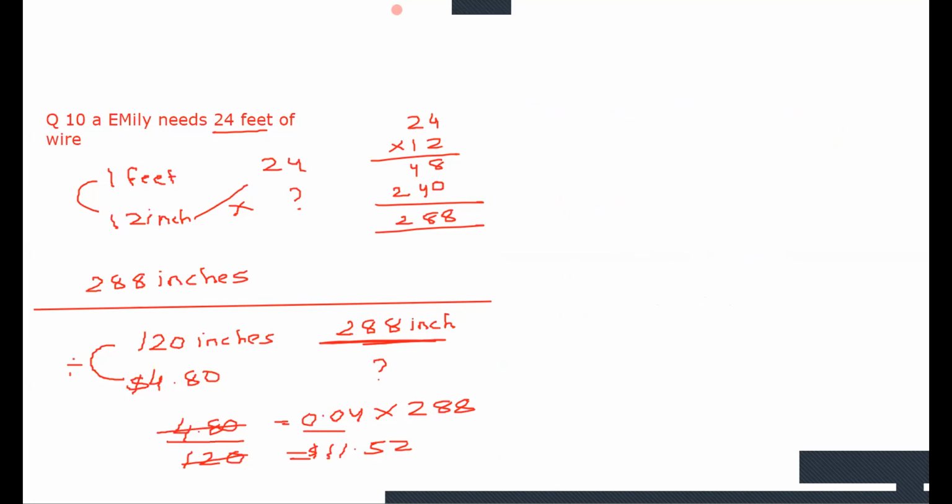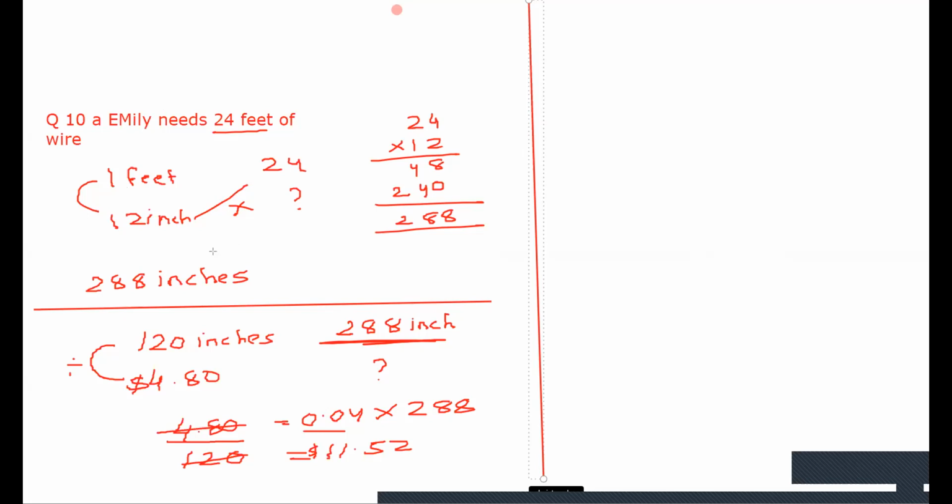Miss, from where you brought the 288? Where did I bring this 288? Wait a minute, I will tell you here. The question was, I want to know the cost of 24 feet. But in the table, everything is given in inches. So you must know that 1 foot is 12 inches. So 24 feet is how much?